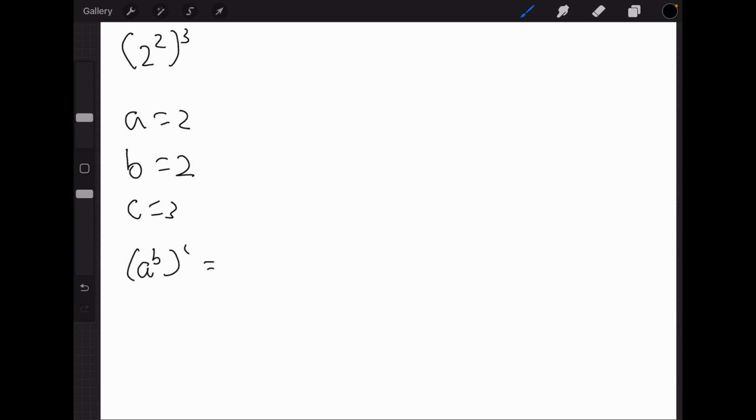Next example. 2 squared cubed. So we can now see that a equals 2, b equals 2, and c equals 3, and we can remember the rule that a to the b to the c equals a to the bc. So now we can see that it is the same as 2 to the power of 2 times 3, which equals 2 to the 6, which equals 64.